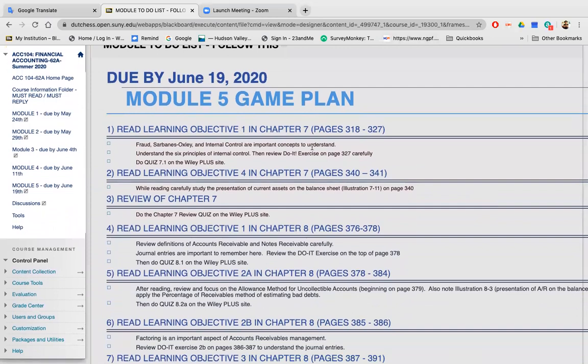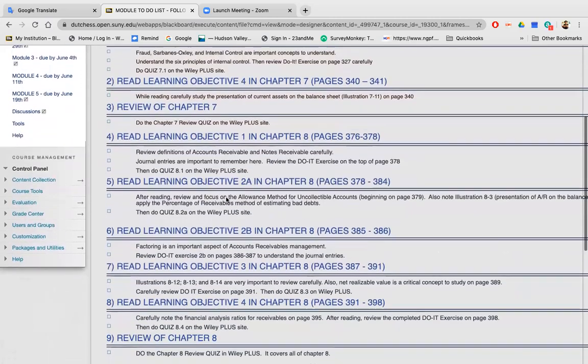The most important thing about Chapter 7 is about fraud, the Sarbanes-Oxley law, and what corporations are expected to do for internal control to make sure fraud doesn't happen and their assets are safeguarded. And so that's going to be the major focus of Chapter 7. There is a little presentation on what cash looks like on the balance sheet, but that's relatively minor. And that's it for Chapter 7.